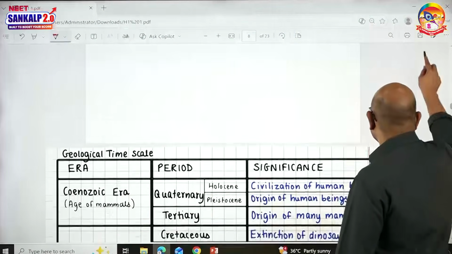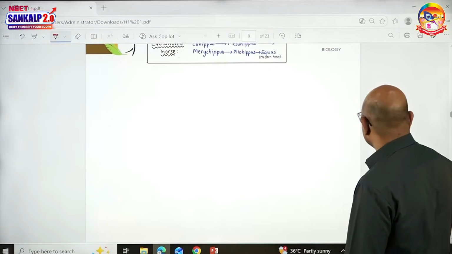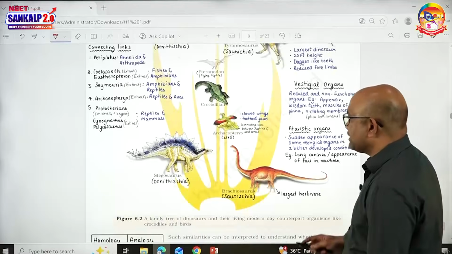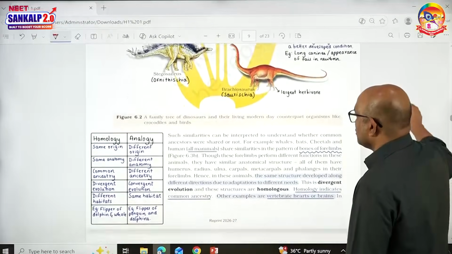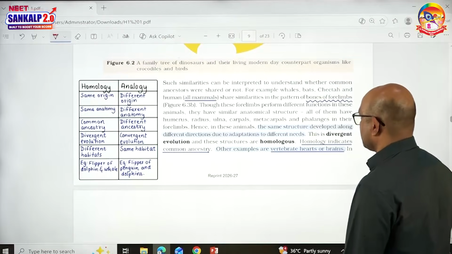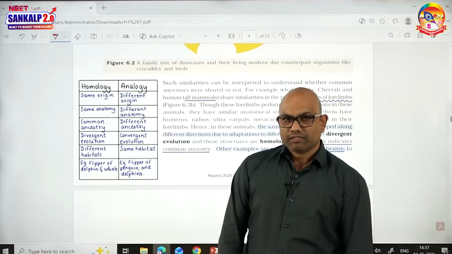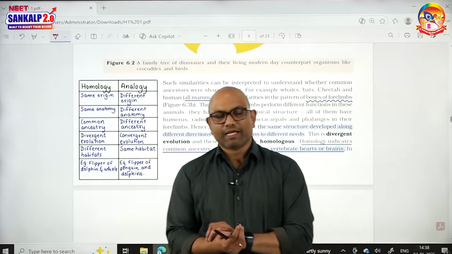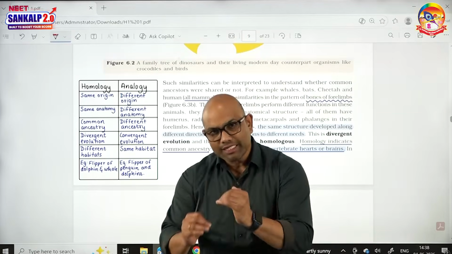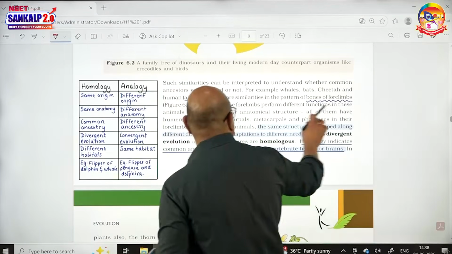Next is evidence from comparative anatomy. Here we need to talk about two important concepts: homologous organs and analogous organs. So, what is homology? What are homologous organs? See, homology is nothing but organs present in different organisms whose origin is the same. Their origin is the same.